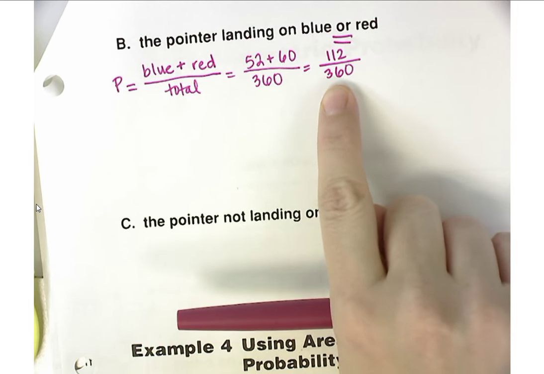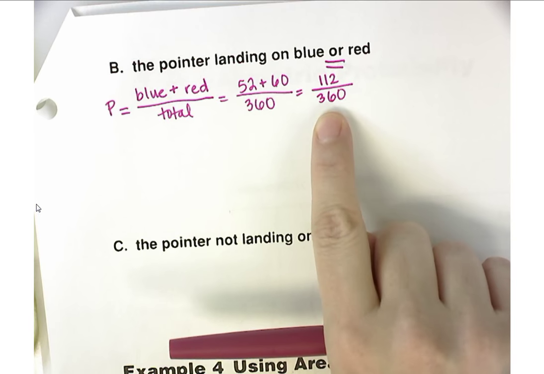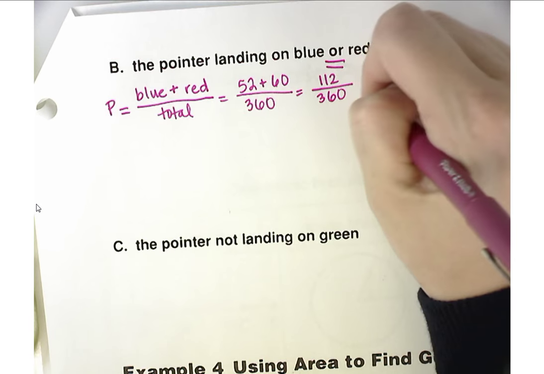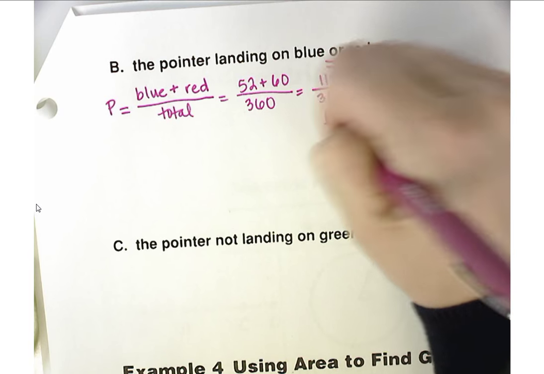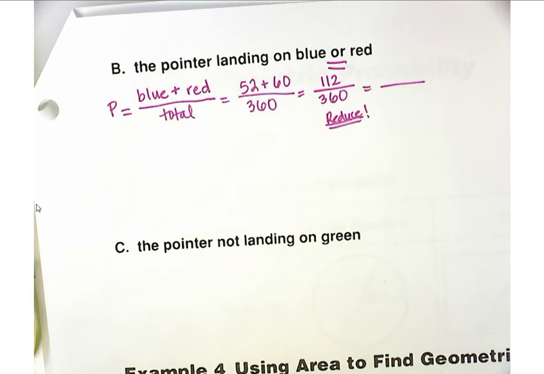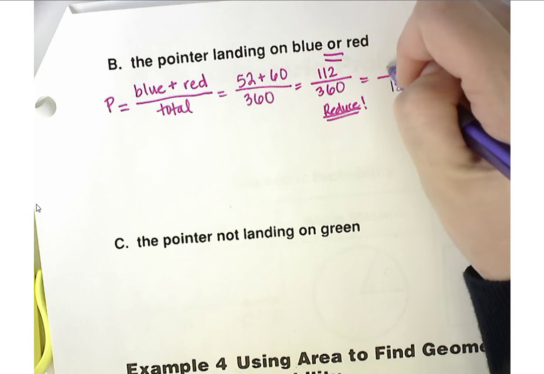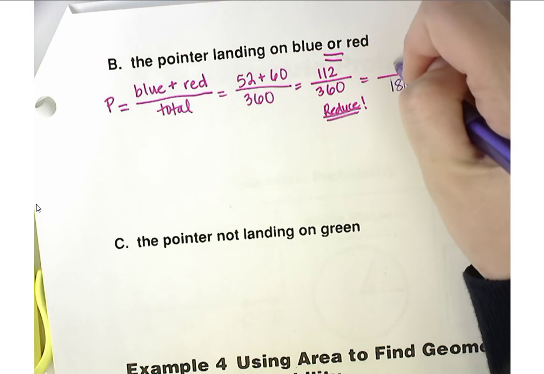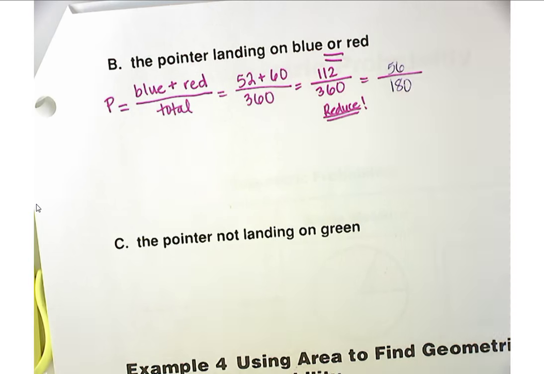Okay, so again, when you're reducing this, why don't you reduce it by things that you know go into it? Like, what do we know goes into this? 2, because they're both even, right? What's half of 360? What's half of a circle? 180. Okay, so half of 360 is 180. What's half of 112? So what's half of 100? 50. What's half of 12? 6. So put them together. What do you got? 56.